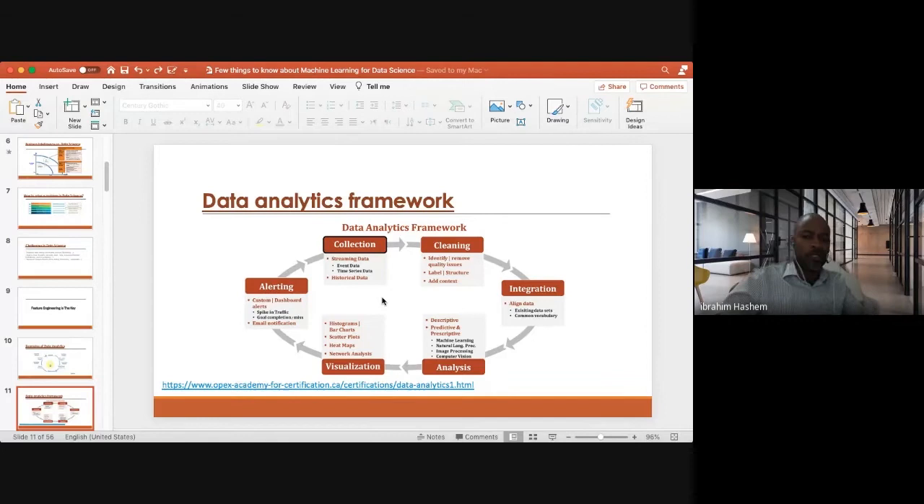And lastly is visualization. Visualization is some form of representing your result in a way that people or the decision maker can understand. So we use a graph like a histogram, bar chart, or scatter plot, any type of graph that represents your result. And the last one is alerting, and then it goes again and again. So this is the general framework that is commonly used. And if you are familiar with data mining, you will see not much difference from data mining.